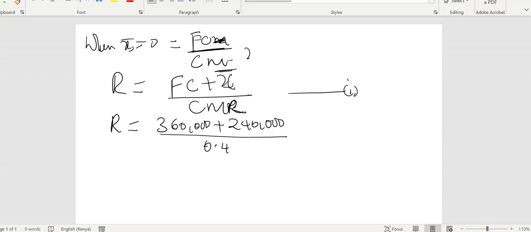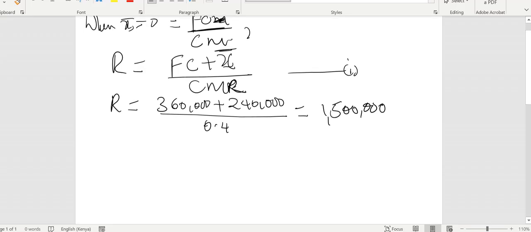So when you do this, what are you getting here? 600, 600,000 over 0.4 gives you 1.5 million. 1.5 million as your revenue.